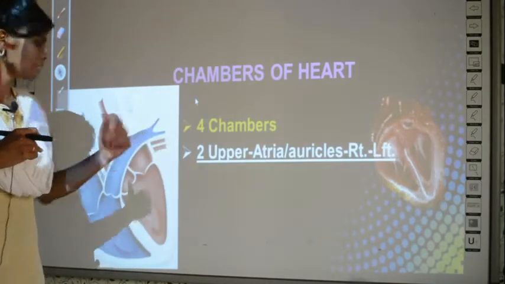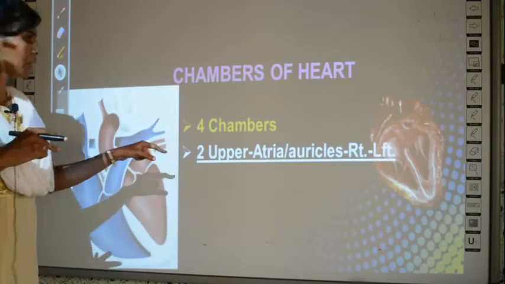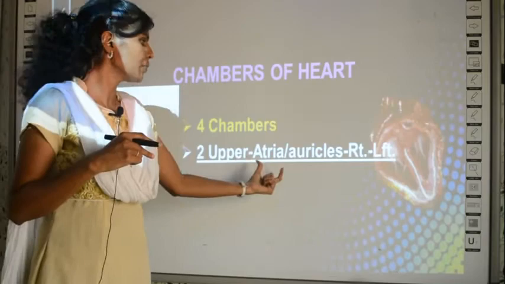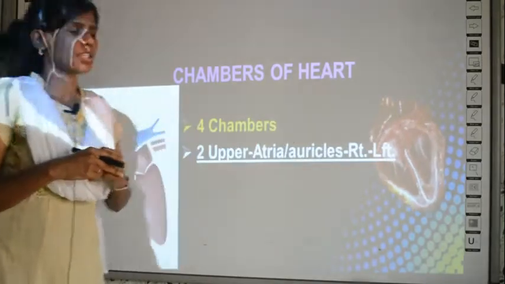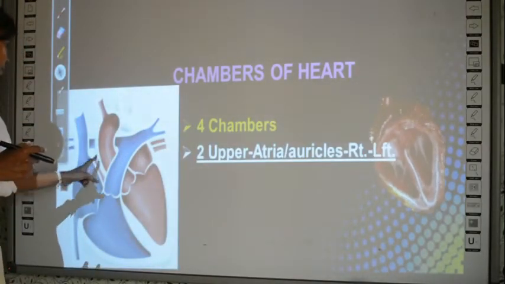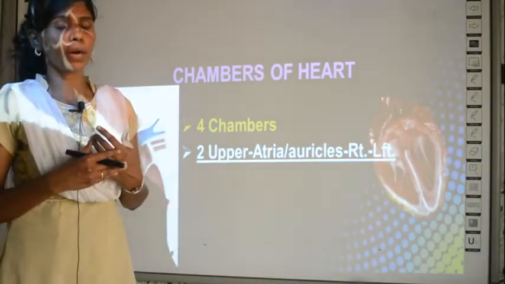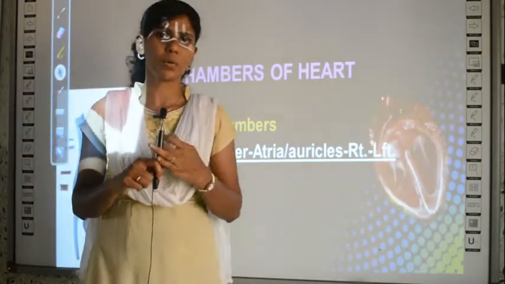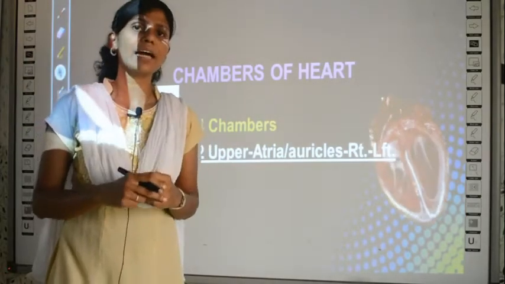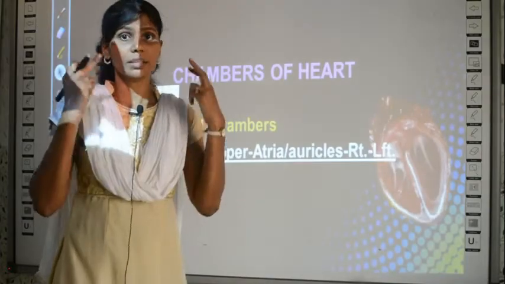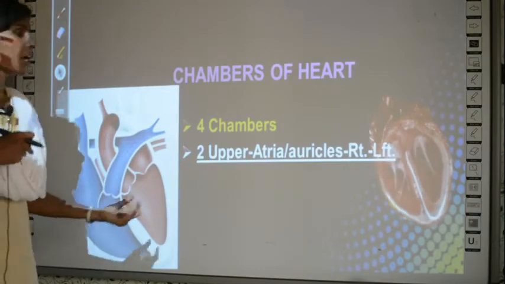2 upper chambers. Upper is these 2, one blue and one red. These 2 upper chambers are called atria or auricles, right atria and left atria. What does it mean? This upper chamber and this upper chamber have the name auricles. Both of them are called auricles or atria. What is the name? Auricles. You will be learning many new terms in this structure of the heart. Repeat them at least 5 times so that it gets registered in your mind. So the 2 upper chambers are called atria or auricles.